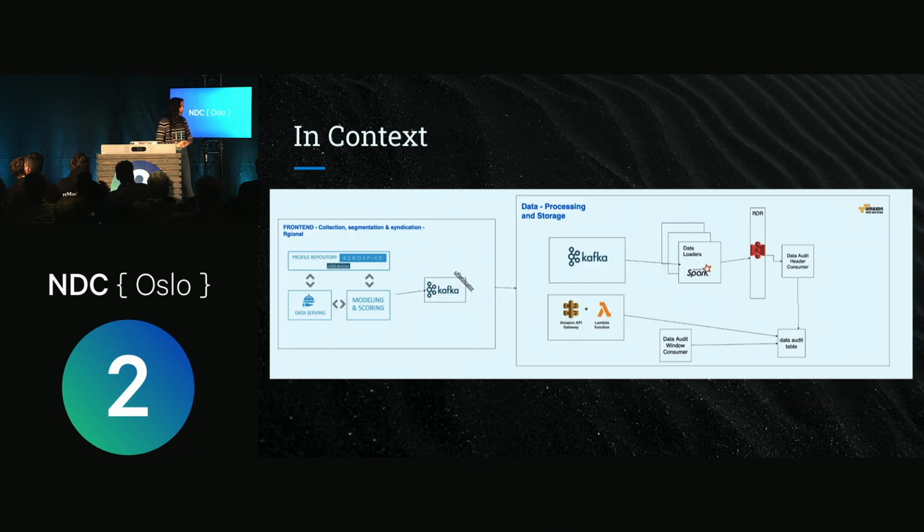And then again, in context, this is everything we've discussed. This is the entire data auditing architecture. If we talk about our data, it's still being produced through Kafka. It still arrives into RDR. And then we have our data auditing consumers. And then if we talk about the audit metadata, it's being produced through Kafka, and then to a Kafka consumer, and then also straight through the API into the data audit table.